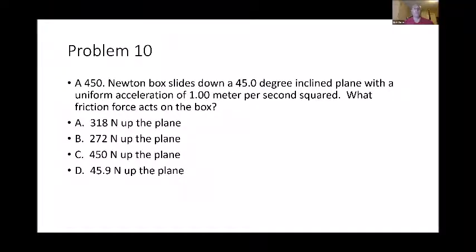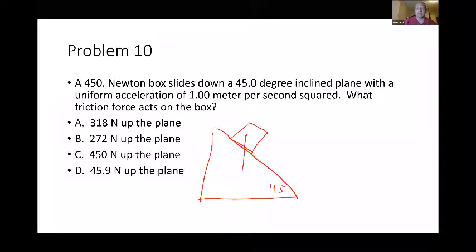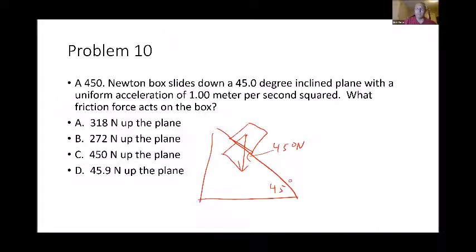So we want to know what frictional force acts on the plane. So we've got to draw in our incline. Again, it's 45 degrees. Draw our box, drawing the weight of that box. We know that's 450 newtons. We're going to break that weight into two components, one perpendicular, one parallel, remembering that if this angle down here is 45, that angle right there is also 45 degrees. Here's F parallel. Here's F perpendicular.